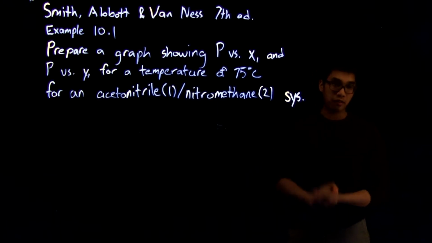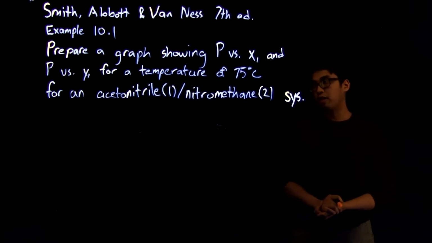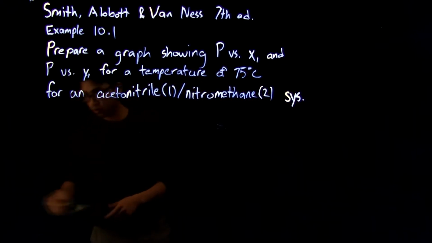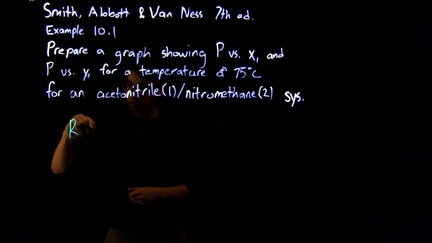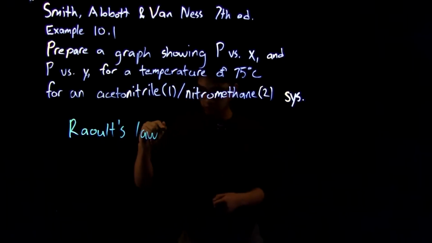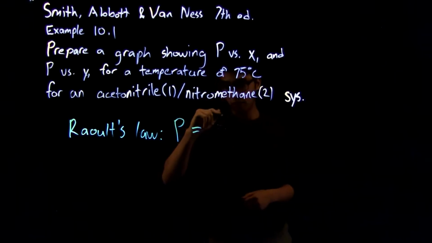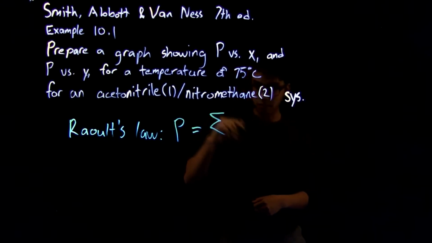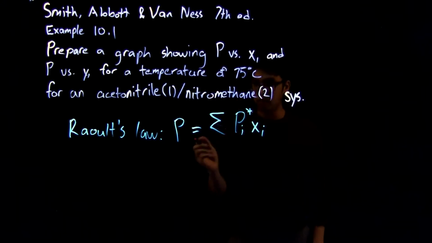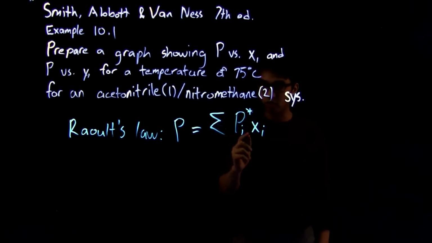So in the absence of any additional information, we're going to assume that this system behaves ideally, so we're going to use Raoult's law, which states that the total pressure of a system is equal to the sum of the partial pressures of all the components in the system times their mole fraction.